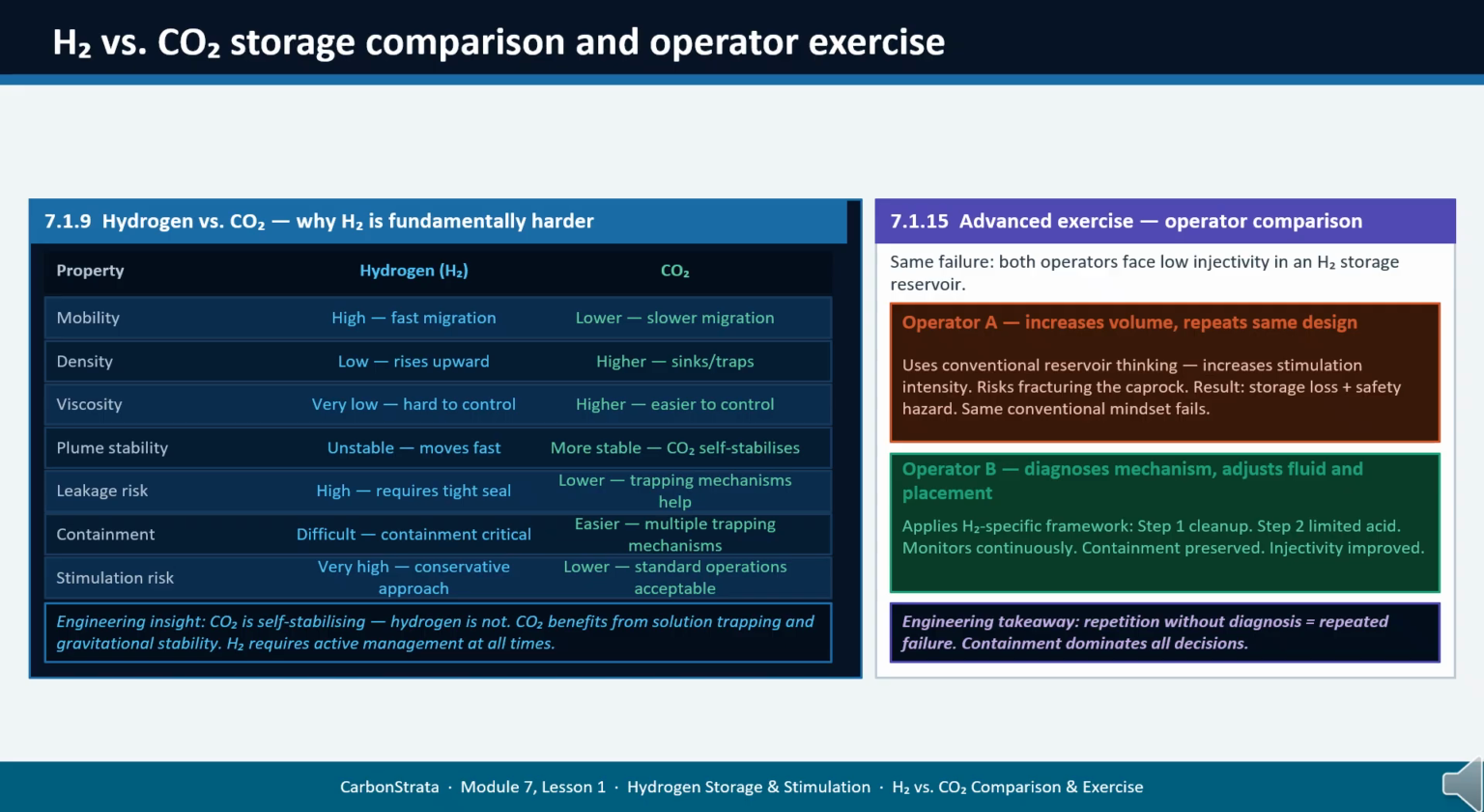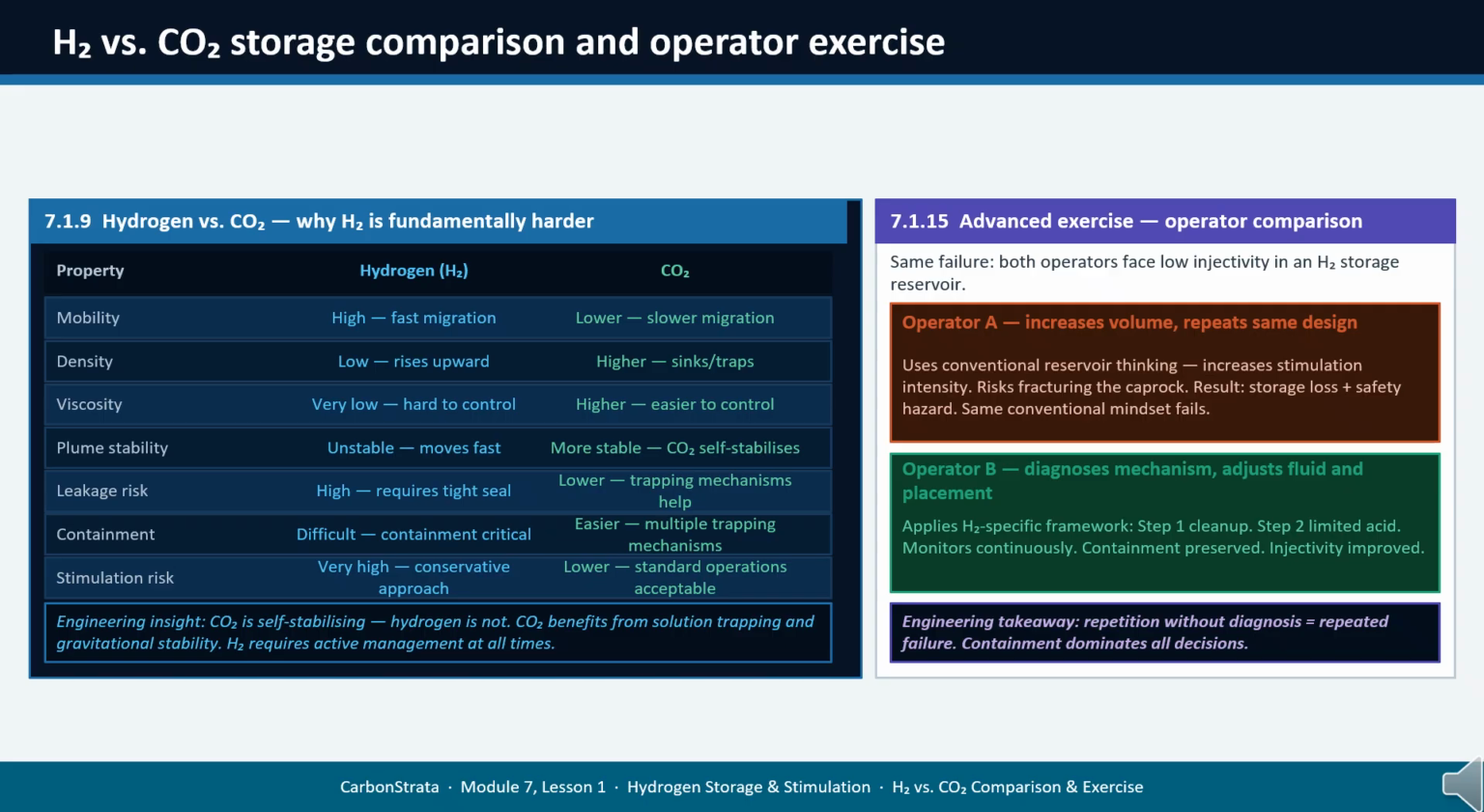This defines the engineering reality. Hydrogen storage is not a passive system. It requires continuous control. Containment is not something you achieve once. It must be maintained over time. Now consider a simple comparison. Two operators face the same problem. Low injectivity. The first operator increases the treatment intensity. More fluid, more pressure, repeated designs. The outcome is predictable. The system becomes less stable. Containment risk increases. Failure becomes more likely.